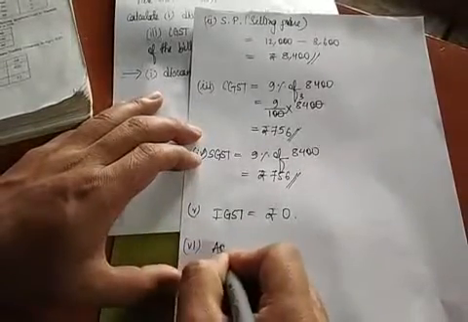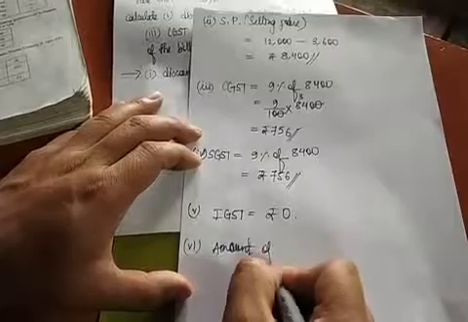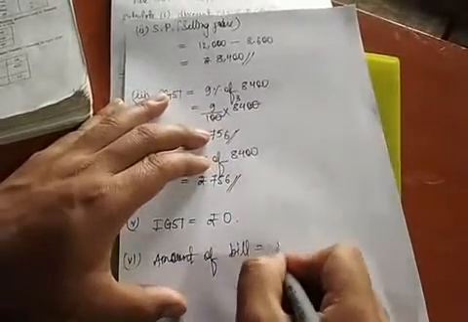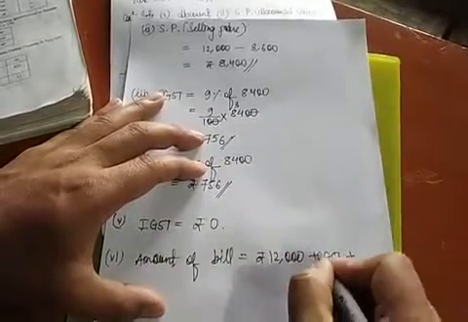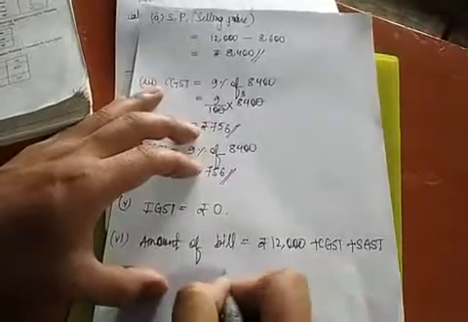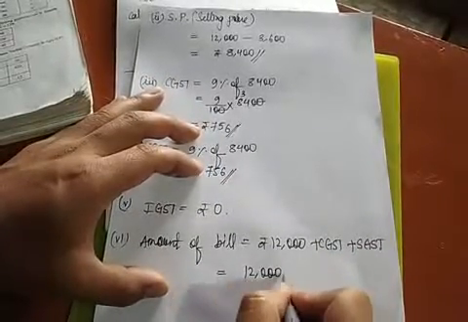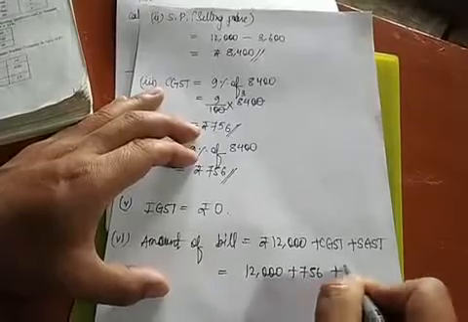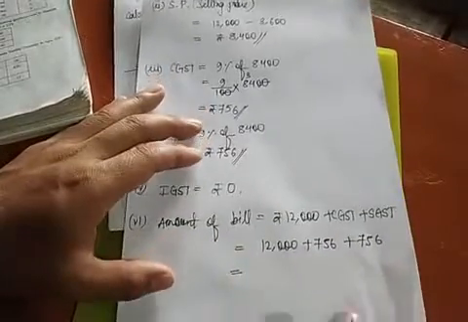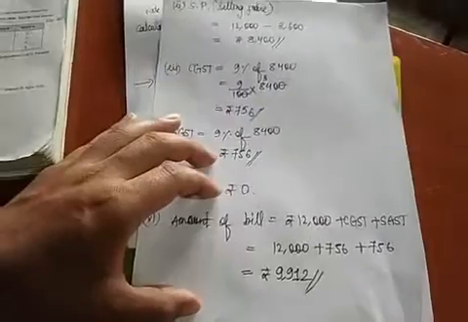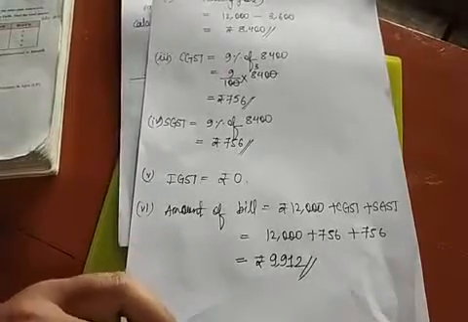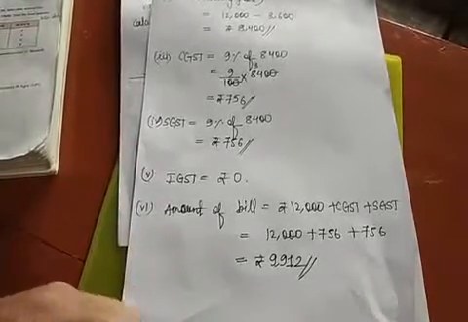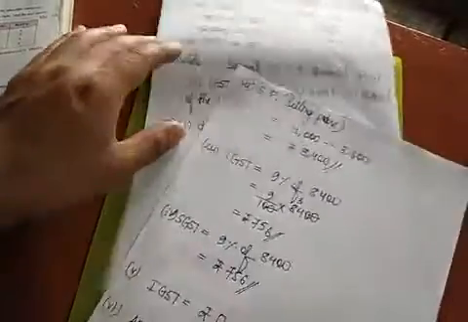And then finally the amount of the bill, number 6. The amount of the bill will be the mark price plus CGST plus SGST. So that is 12,000 plus 756 plus 756. If you add it, then it will be 9,912. So this is how we find the amount of the bill.